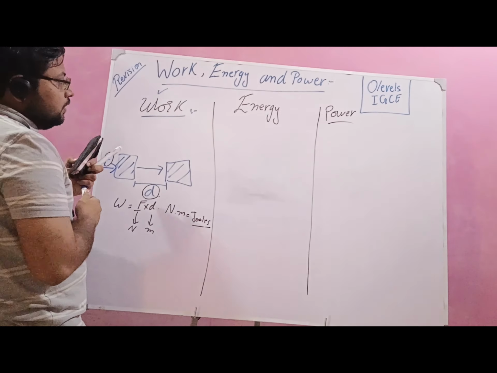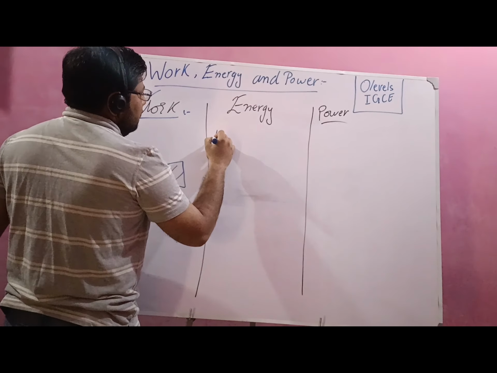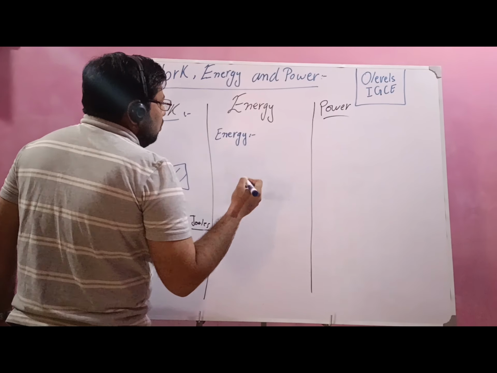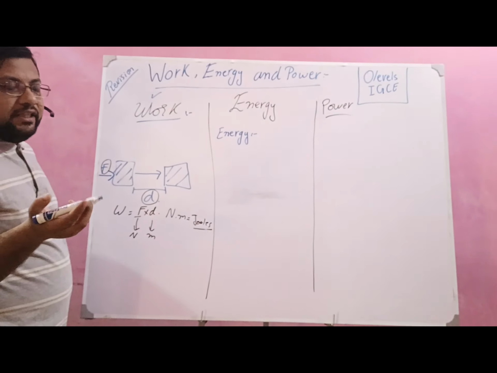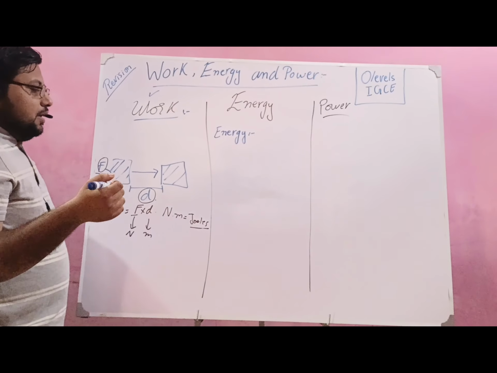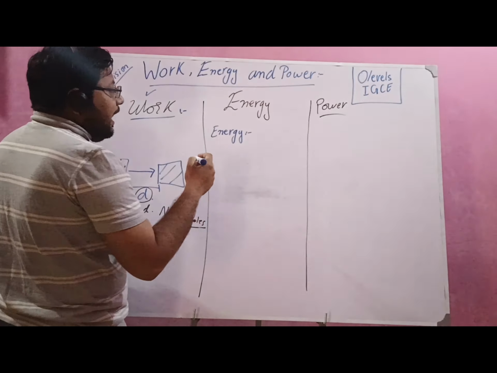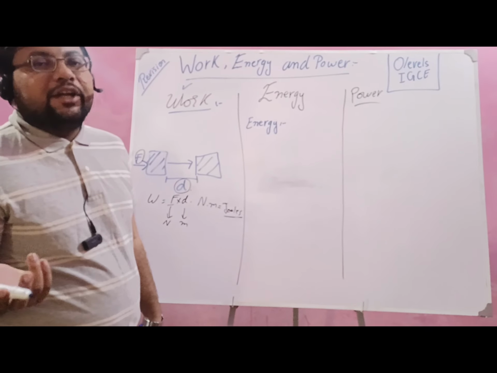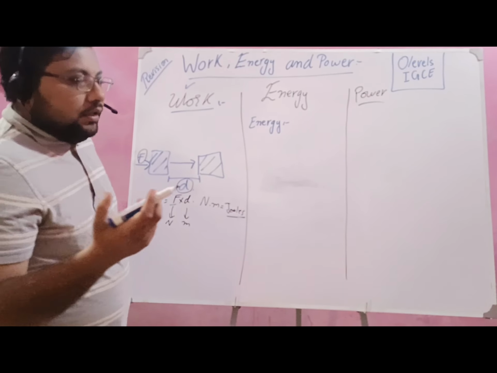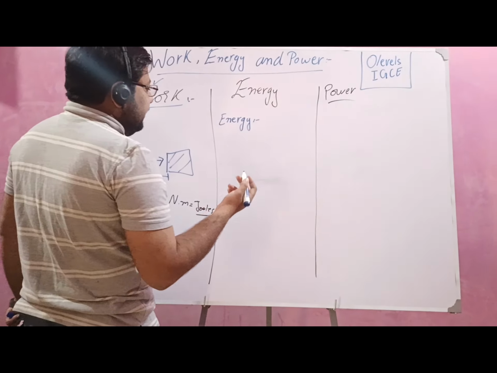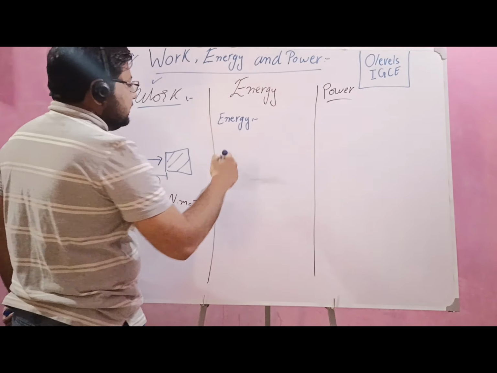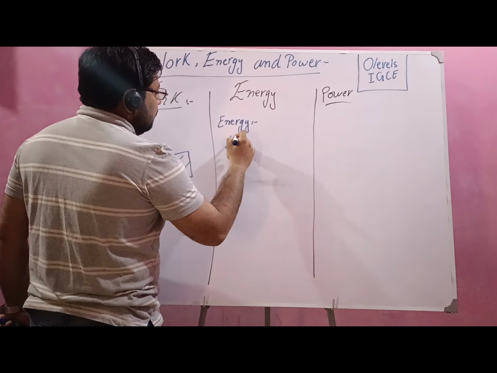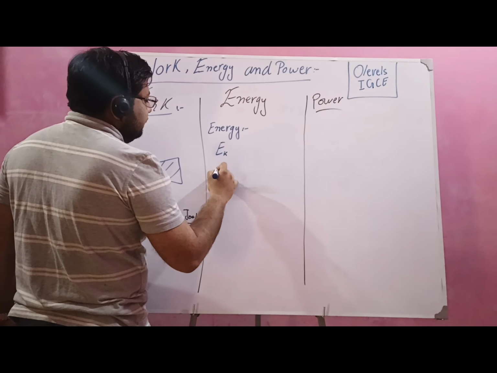Now, there are many forms of energy. Mostly discussed in our book are kinetic energy and potential energy. Energy is defined as the ability to do work. Now there are many different energies, but mostly discussed are kinetic energy and potential energy.